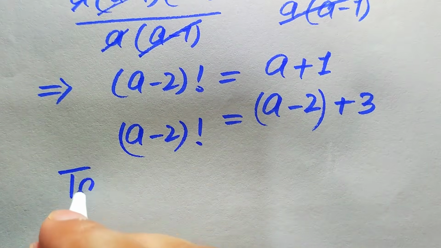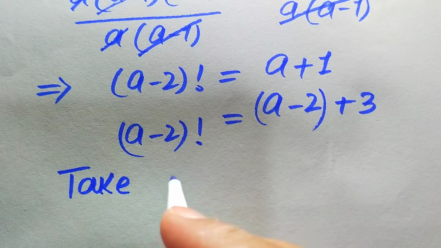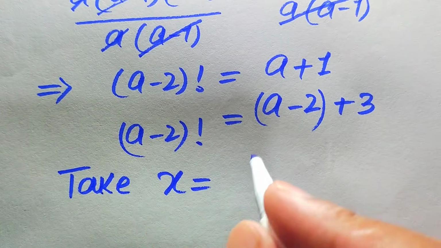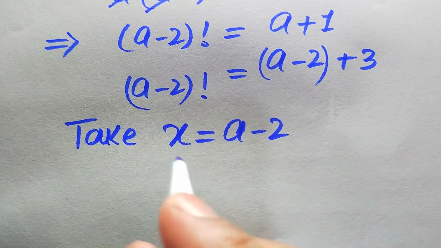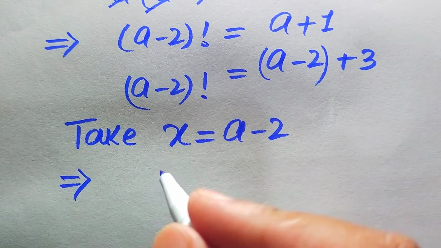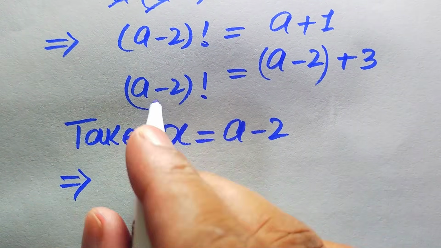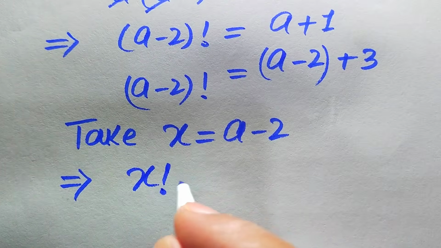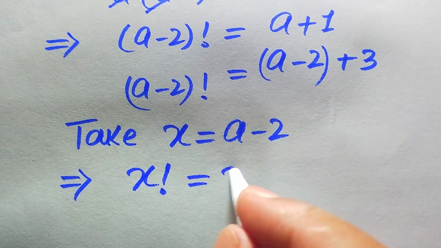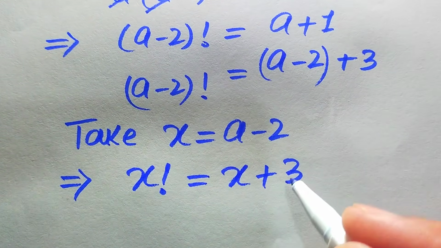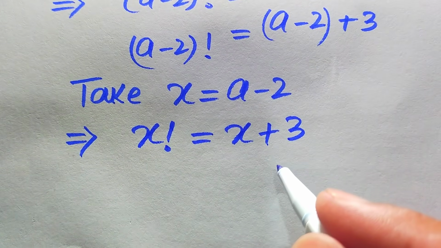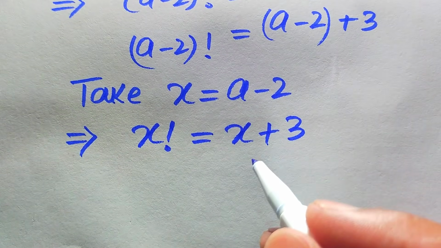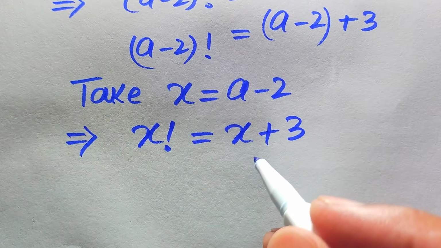Now we introduce a new variable, that is x. We take x equal to a minus 2. So when we choose x equal to a minus 2, our equation will be written in this form: x factorial is equal to x plus 3. After this little simplification, we convert our given equation into a simple factorial form.